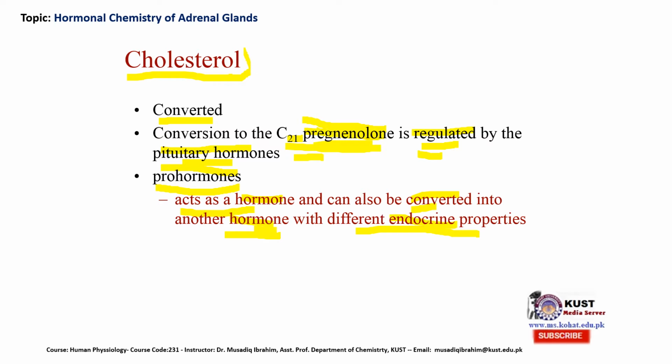So in the case of cholesterol, that can be called a prohormone because it is the precursor molecule for the synthesis of all endocrine adrenal gland hormones. And then after further modification, a number of different types of hormones of the adrenal glands are synthesized, which perform different types of functions.